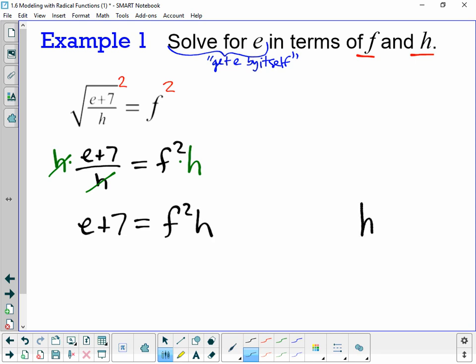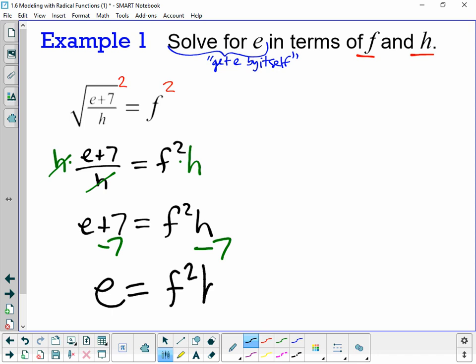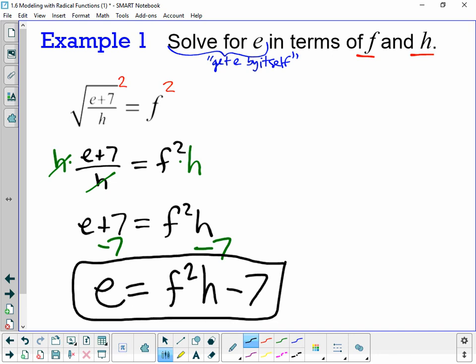It wouldn't be wrong to write the h first if you had it that way, or if you wrote it that way, it wouldn't be incorrect. The order of that multiplication doesn't matter. And then we have one final step to get that E solved for, and that is that we need to subtract 7. So that leaves us with the equation E equals f squared h minus 7. So we solved for E in terms of f and h.